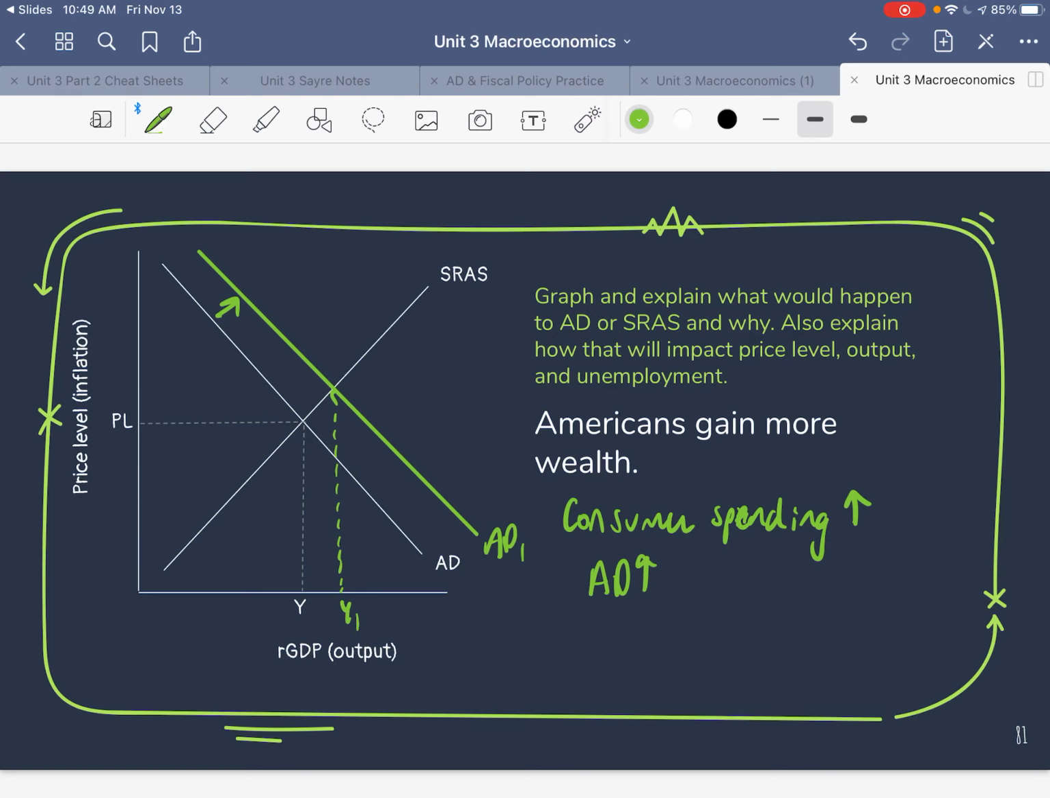Label it Y sub 1 because it's a new Y. Label it PL sub 1 because it's a new price level. Our old price level was here. Our new one is here. Looks like it went up. So we go over here and we say price level went up. Our old GDP was here. Now our new GDP is here. It shifted to the right. That is an increase. So our GDP increased. If we are making more stuff, our GDP is increasing. People are buying more. Then that means that unemployment is going to decrease because we need to hire more people to make more stuff.